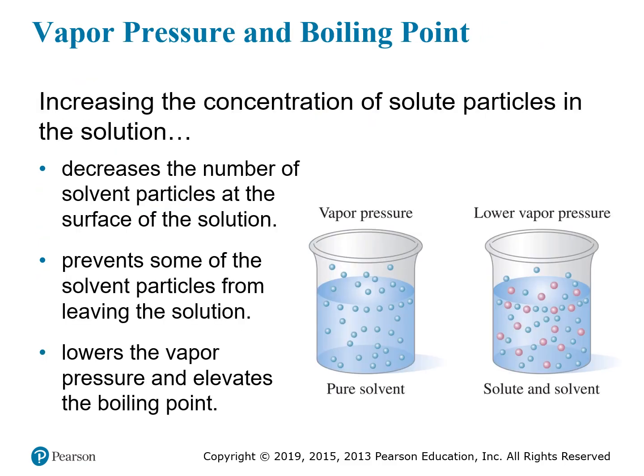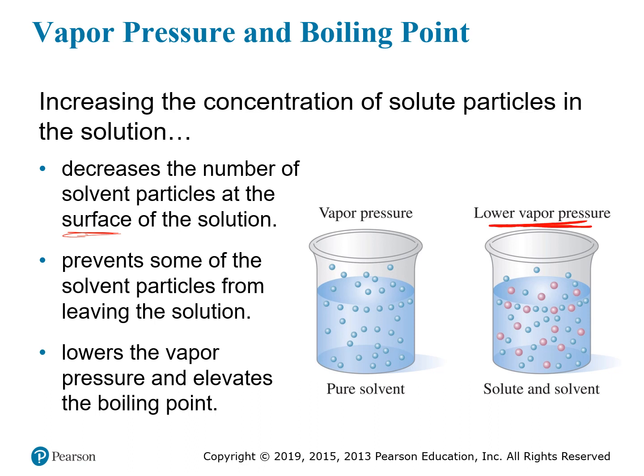The first couple of properties are related, the vapor pressure and the boiling point. Increasing the concentration of solute particles in a solution decreases the number of solvent particles that are at the surface. It's these particles at the surface that can escape into the vapor and cause the vapor pressure to accumulate. So if we reduce the amount of solvent particles at the surface, then fewer particles are going to be able to go into the vapor phase, and so you're going to lower the vapor pressure.